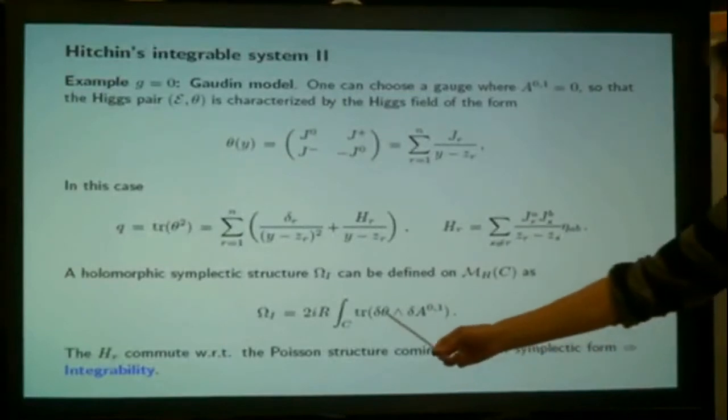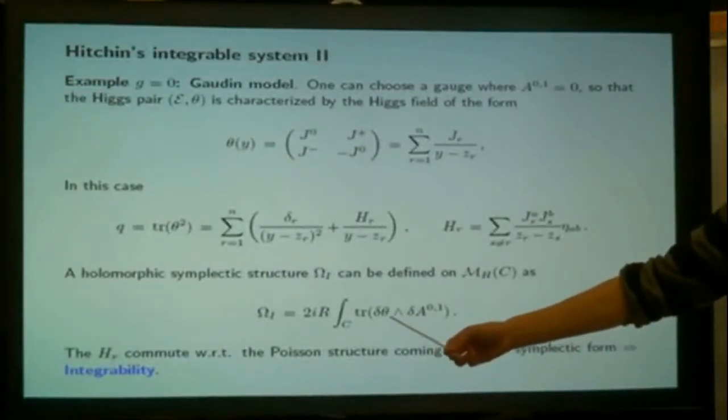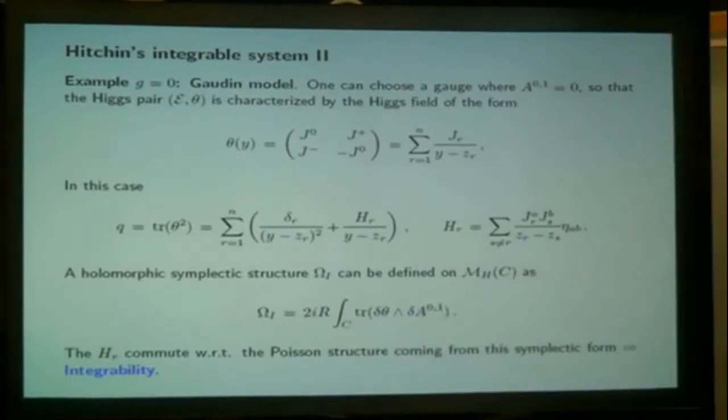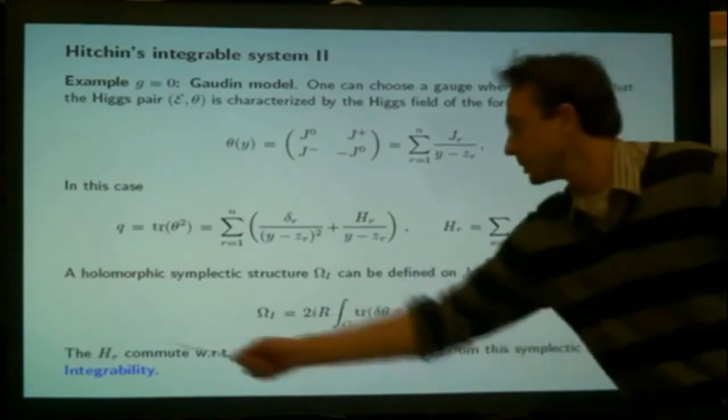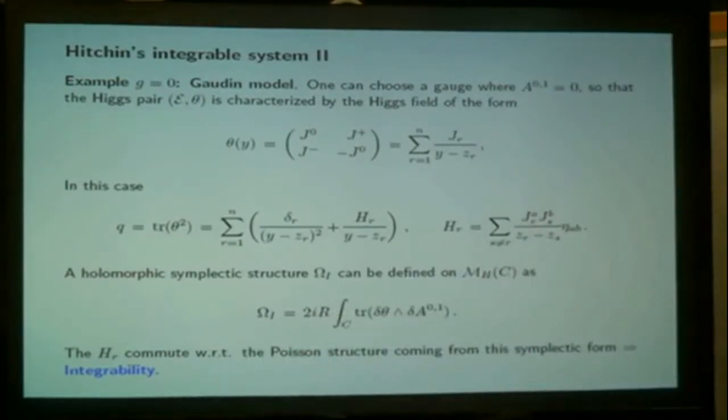We need to define the Poisson bracket or symplectic structure. The abstract way of writing it is like this. This defines a holomorphic symplectic form on our phase space called omega I. And it turns out, that's the little theorem, that the Hitchin Hamiltonians commute with respect to the Poisson structure coming from the symplectic form, and this is the basic statement of integrability of the Hitchin system.